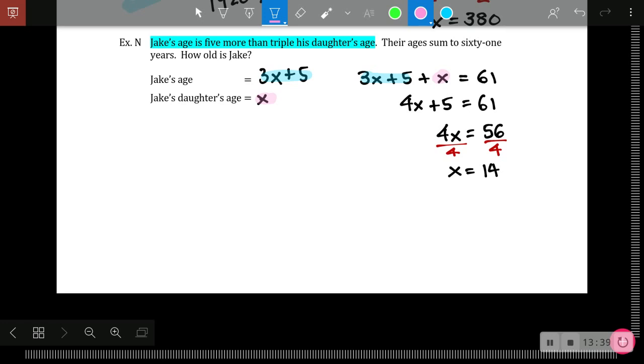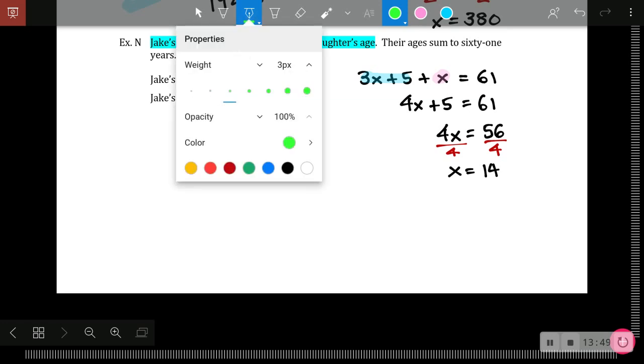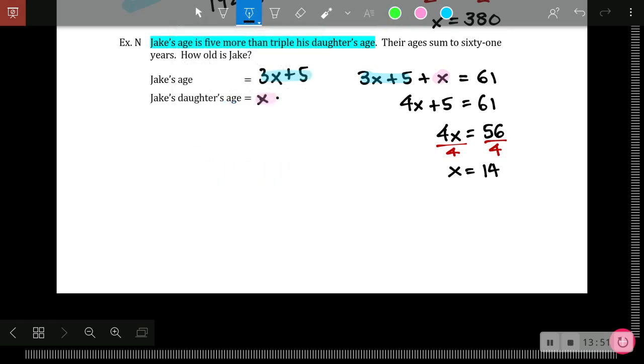Combining 3x and 1x gives me 4x. Subtracting 5 takes me to 56 on the other side. Dividing by 4 gives 14. So his daughter's 14 years old. And if they asked us for his daughter's age, we'd be done. But they don't. They want to know what is Jake's age. So 3 times 14, 42 plus 5 is 47.